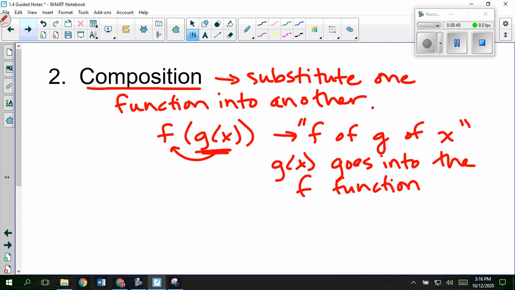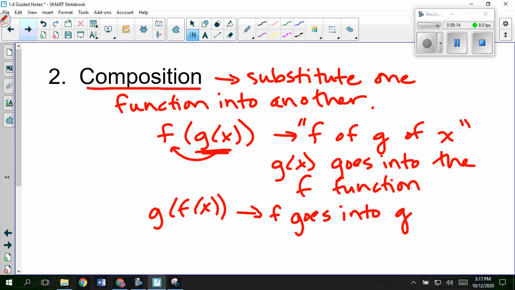Now this is definitely a different answer than g of f of x, because g of f of x would mean that the f of x function is going into the g function. So we've got to be careful because you're not actually going to get the same results. So in this part, f goes into g, whereas above, g goes into f. So I want to make sure that's the notation part.